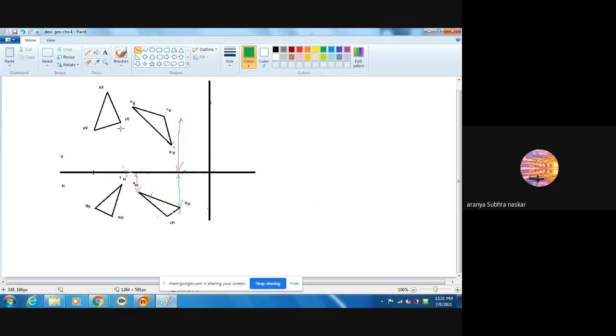First we need to draw something, but for that I need a line. I need to take one original line. So I have taken one horizontal line here. Right. So let me drop a perpendicular from here.